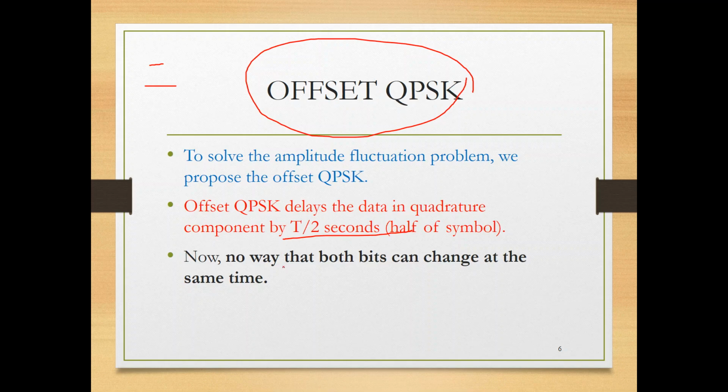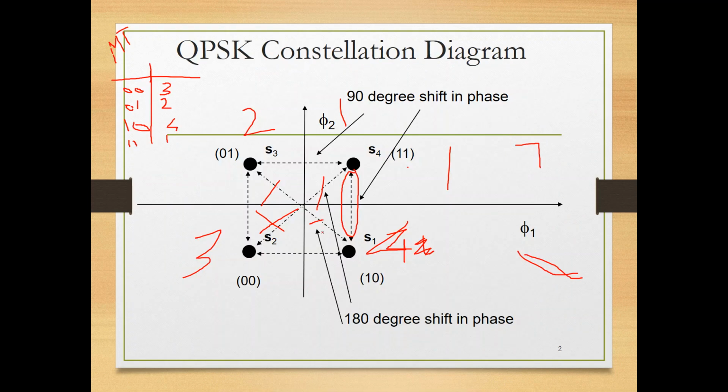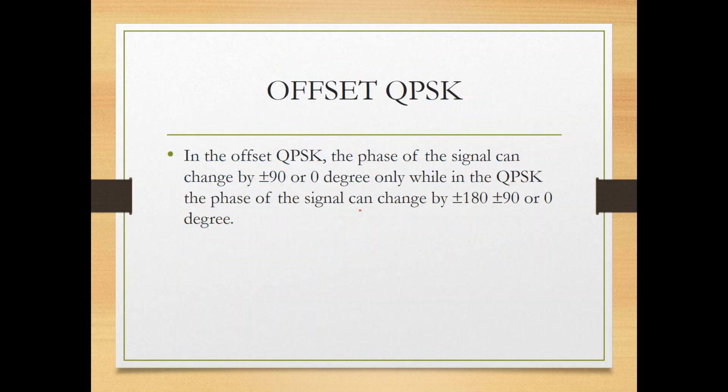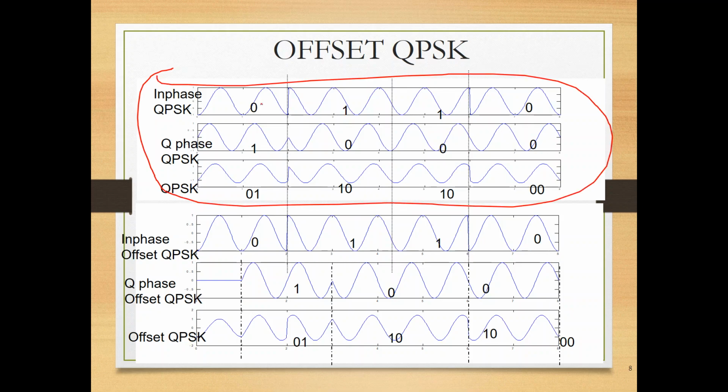If you do this, there will be no way that both bits can change at the same time. So when you do this, you avoid the sudden change. You don't have this change of pi or minus pi at all. You have change only by pi over 2 or pi. But how does this happen? Can we see together how does this happen? See, the first one here is what we have, QPSK. When we have sudden change, 0 changes to 1 and 1 changes to 0, we have pi, yes?